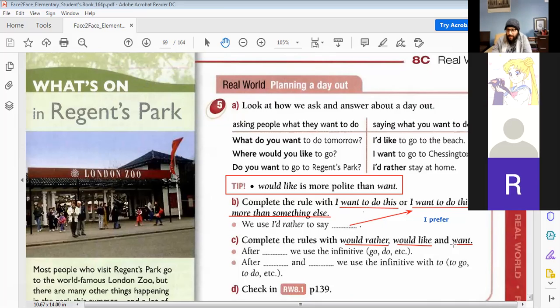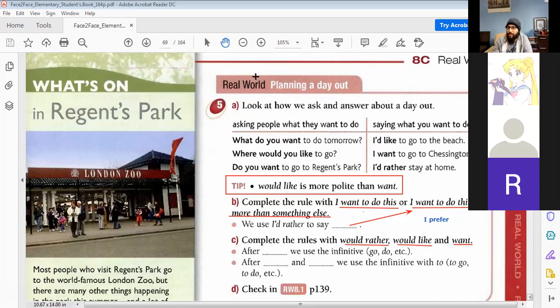All right, and the last part here, we have three options: would rather, would like, or want. I want you to use these three options to complete the gaps. Let's start with the first rule. It says after something, we use infinitive. So after what do we use infinitive? Would rather. I would rather.